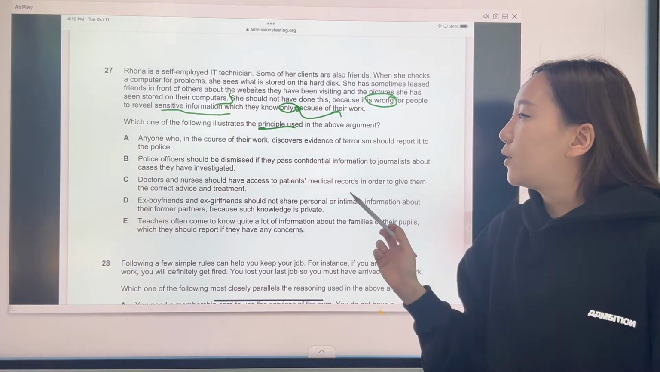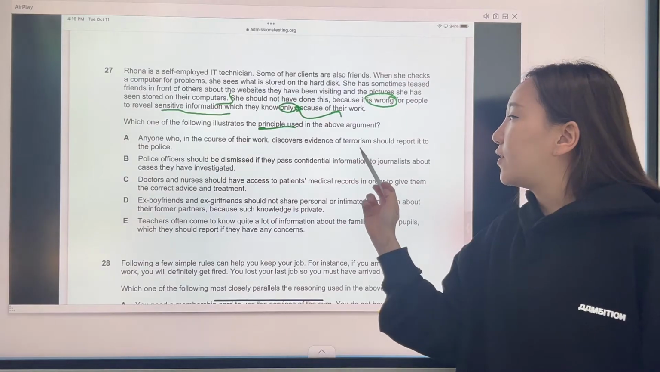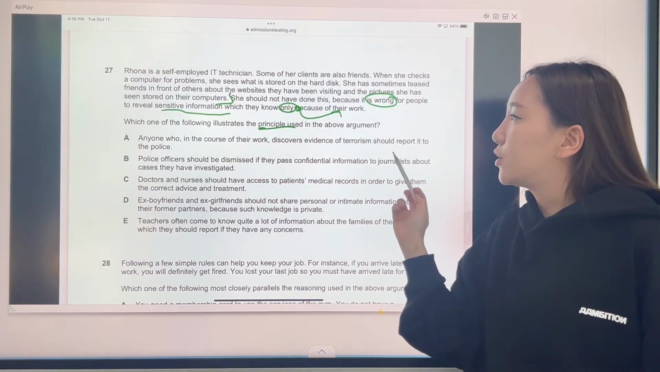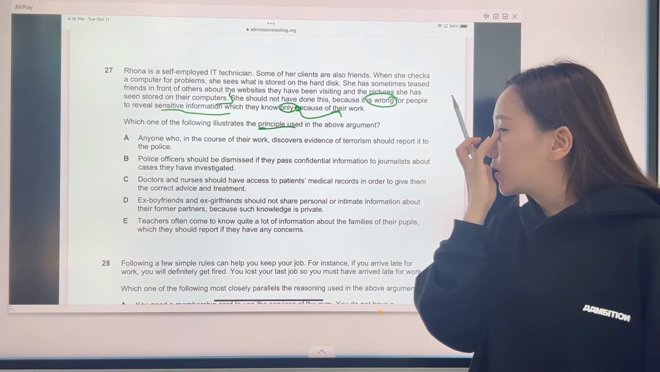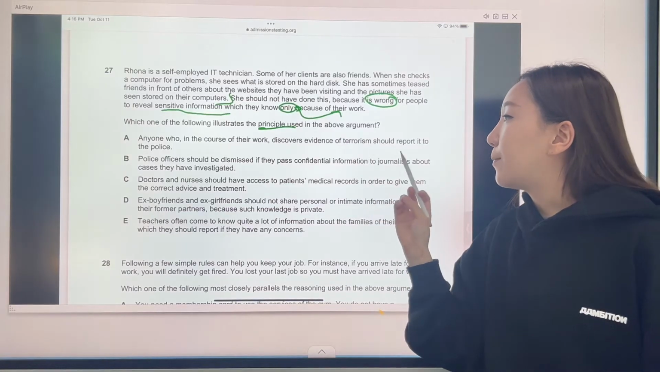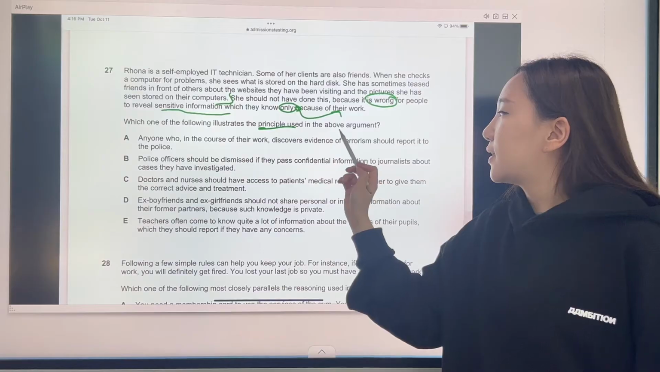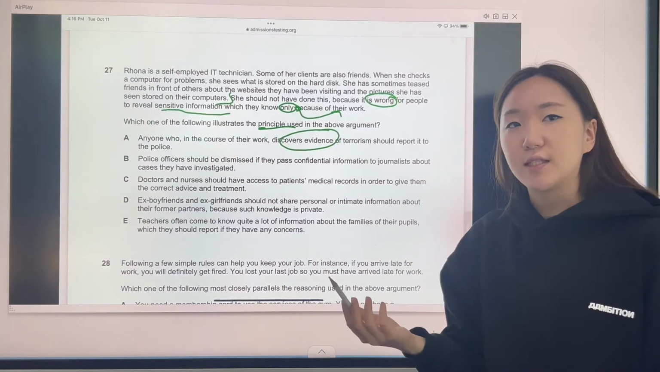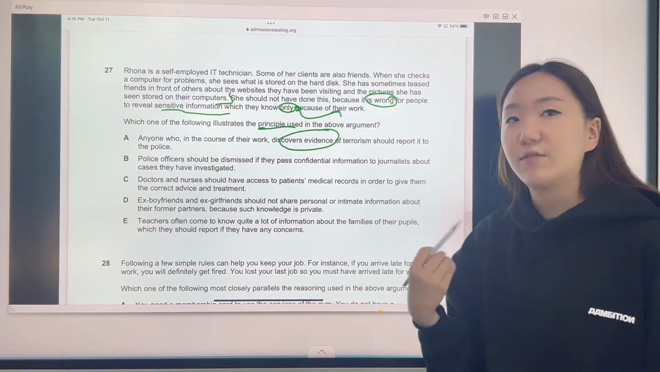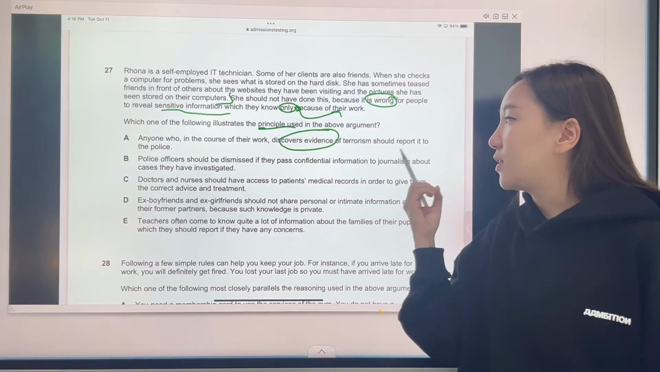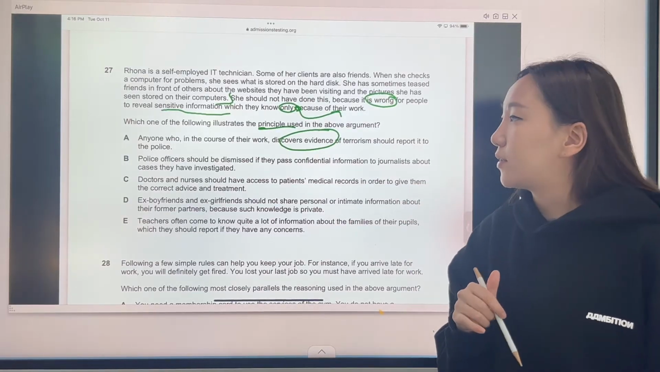So, A, anyone who in the course of their work discovers evidence of terrorism should report it to the police. Now, this is not going to be the same thing, although tempting. It is revealing some sort of information, but you're providing evidence. It's not quite the same as revealing some sort of sensitive information. This is potential evidence of terrorism. It's not quite the same thing.